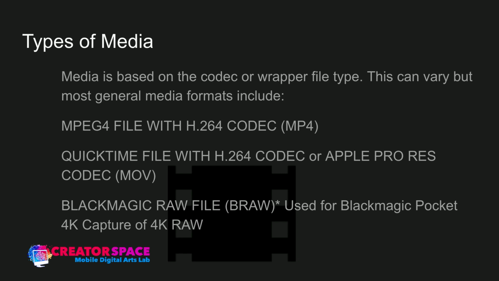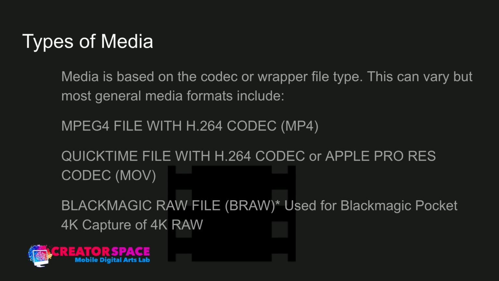QuickTime files are another wrapper, and that could be with an H.264 codec, or there's also something called the Apple ProRes codec. The Blackmagic cameras can shoot in that Apple ProRes mode as well. It's just good to know these codecs and file names, because people might ask you, what do you prefer? Do you want an MPEG-4 file? Do you want a QuickTime file or something else?